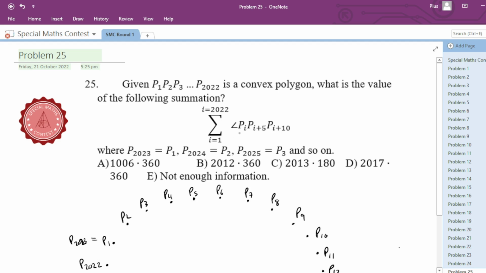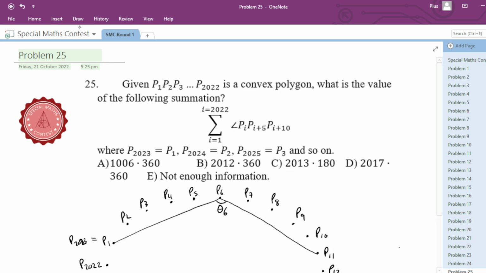Now the angle of interest for i equal to 1, for instance, will be P1, P6, P11. Connect this with a line and also connect this. So this angle here is the angle of interest. Let's call this angle theta 6. We do this 22 times, which means you're going to have theta 7, theta 8 and so on.